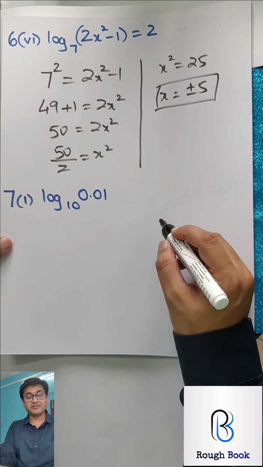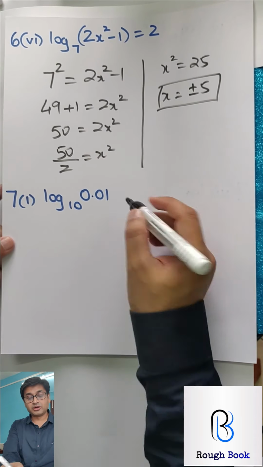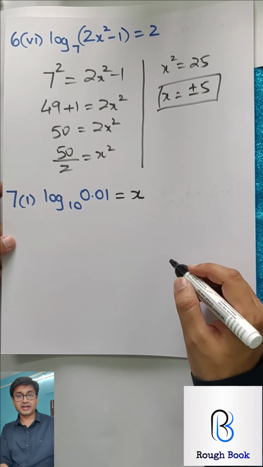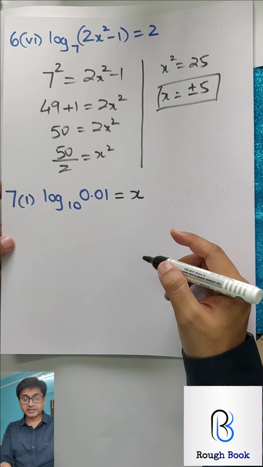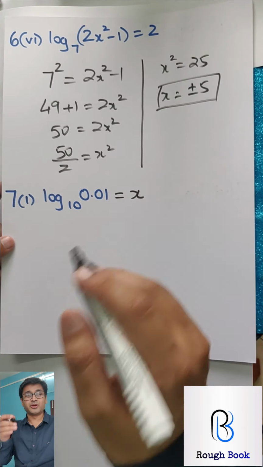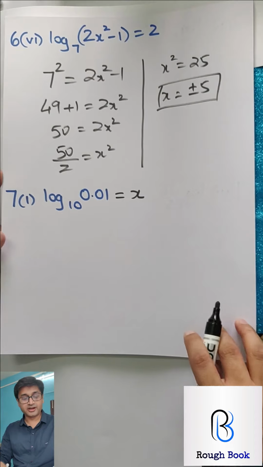7 part 1. They say evaluate, means find the value. If you don't have your RHS, create by writing equals to x. Convert to exponential. 100% you will get it because we are doing the same thing. Nothing new. Come on, try it.